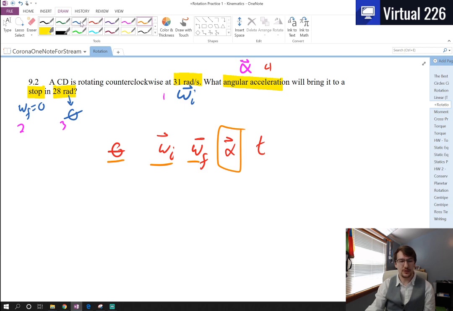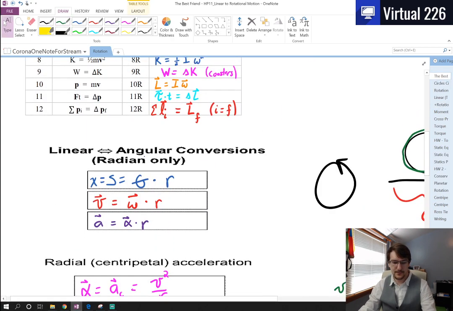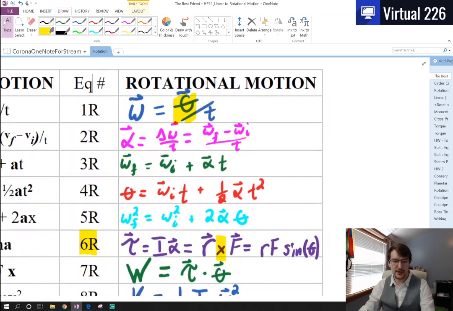We just need to pick the correct equation. If we take a look at the best friend, oops, what about this? Right here. Take a look at this.